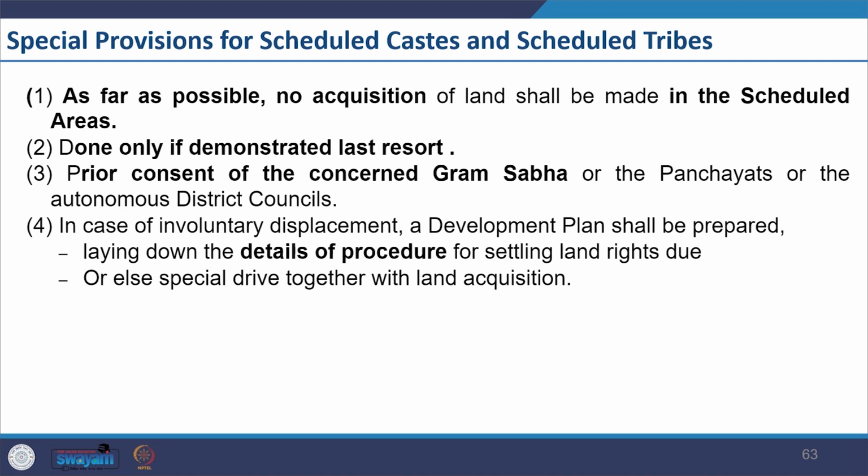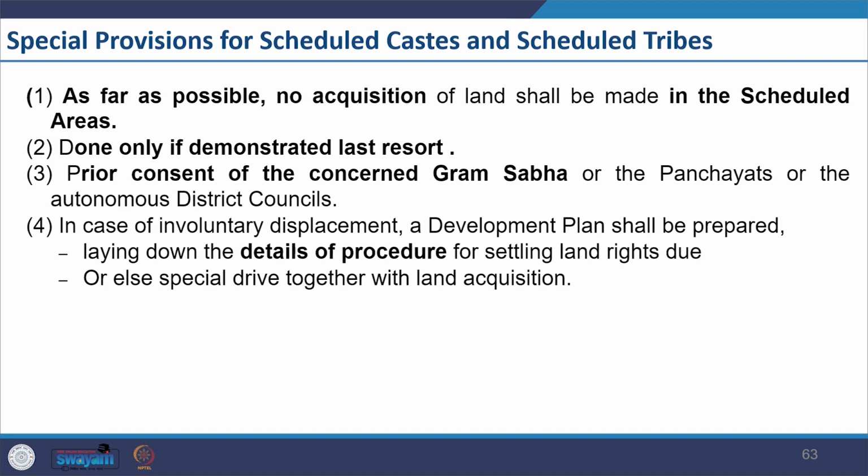Where such acquisition does take place, it shall be done only as a demonstrable last resort. So when they don't find any other way to do it, only in that situation it has to be done. And in case of acquisition or alienation of any land in the scheduled areas, the prior consent has to be taken from the concerned Gram Sabha or whichever body is there, like panchayats or autonomous district councils. So that has to be done.